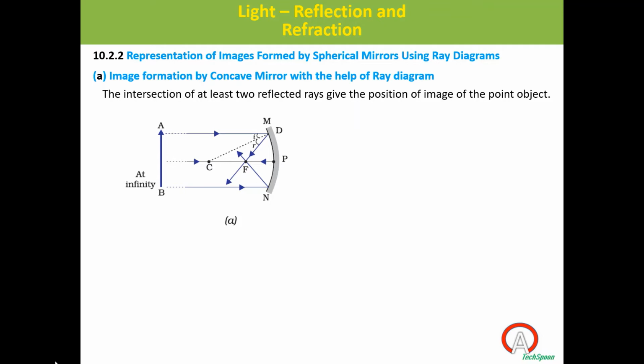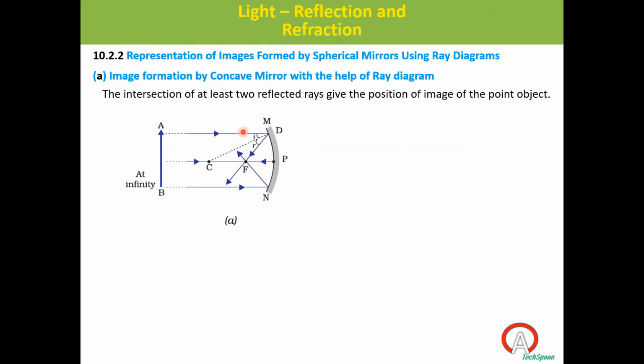Now you draw a concave mirror like this. This is a concave mirror. This black part is the reflecting surface of the concave mirror. So that bulges inward, right? So this is a concave mirror.